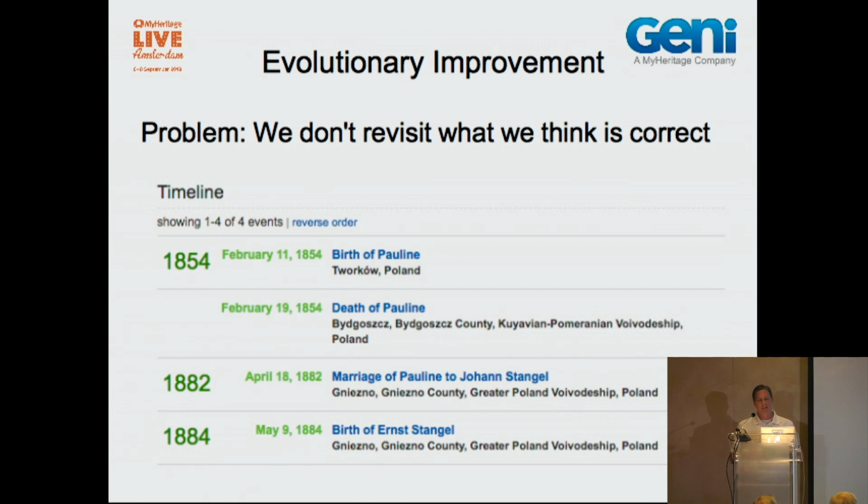So one of the problems is we don't revisit what we think is correct. Once you've done some research, you wrote it all down, you published it in your software, your brain puts a mental check mark on it and says, done with that, let's move on to the next thing. Well, I was recently looking at a profile of one of my relatives here, Pauline Stangel, and I happened to notice that even though she died in 1854, somehow she married in 1882 and had a child in 1884.